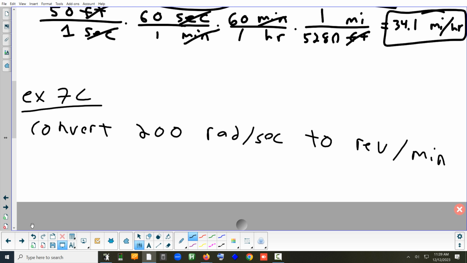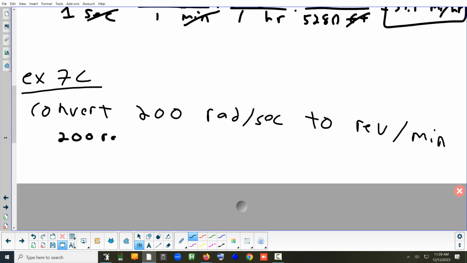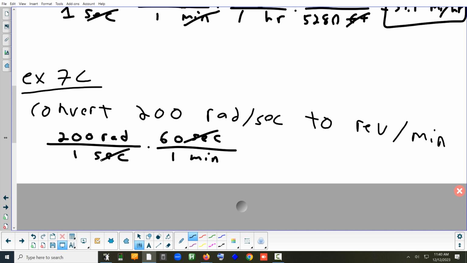Now, these conversions might be less familiar because we just started learning them yesterday, but it's exactly the same steps that we did up above. 200 radians per second. Is there any part of my label this time that I don't need to fix, or do I need to fix both parts? Yeah, I have to fix both. I got to get radians to revolutions, and I got to get seconds to minutes. Well, let's do the seconds to minutes. Okay, hopefully by now you're kind of getting the hang of the minutes to seconds and that stuff. Now we got to get radians to revolutions.